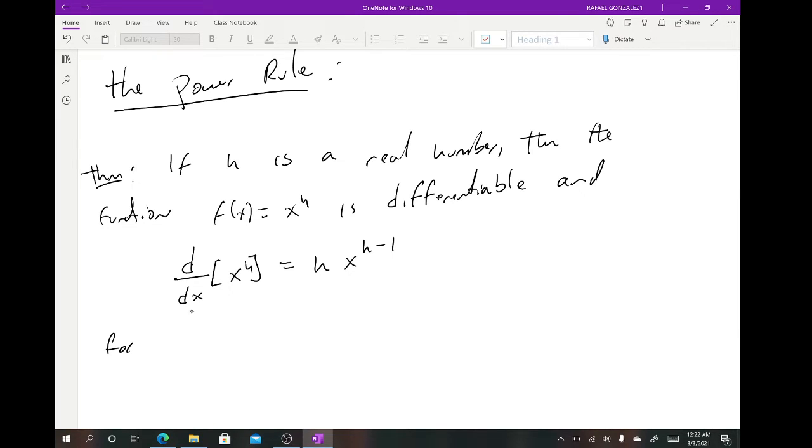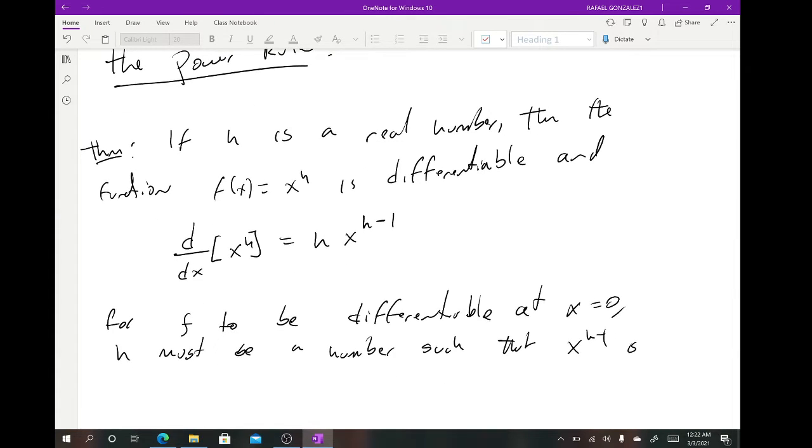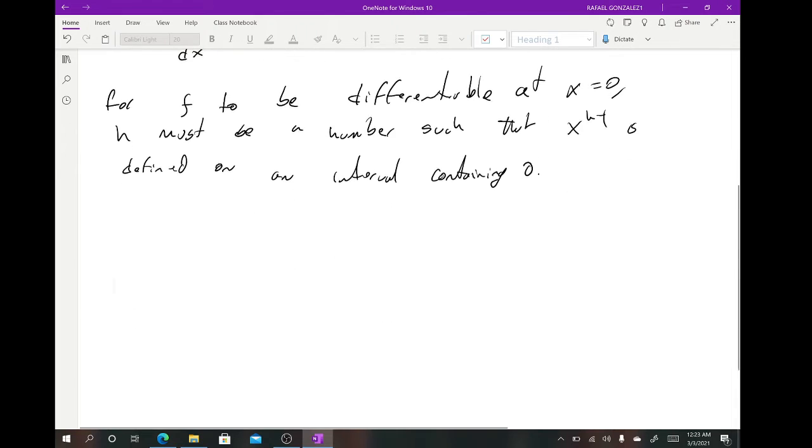And for this particular function f, for f to be differentiable at x equals 0, then n must be a number such that x to the n minus 1 is defined on the interval containing 0. Right, so this is the so-called power rule.